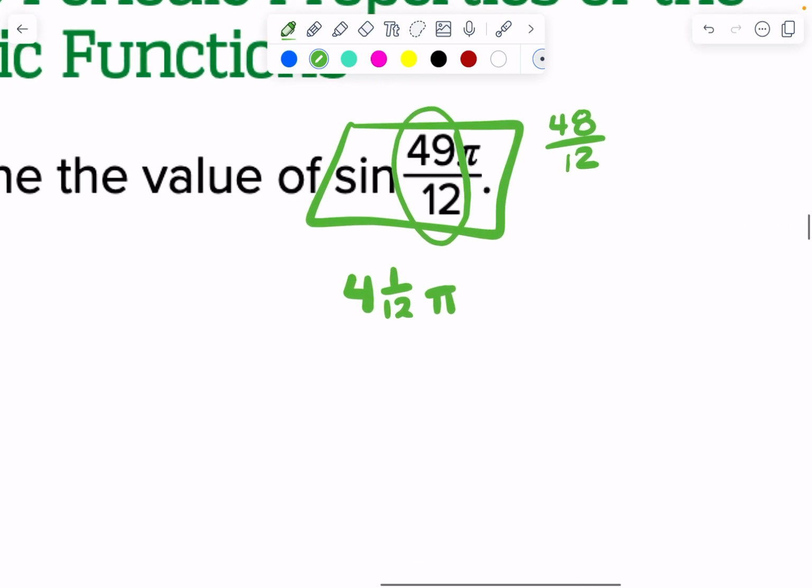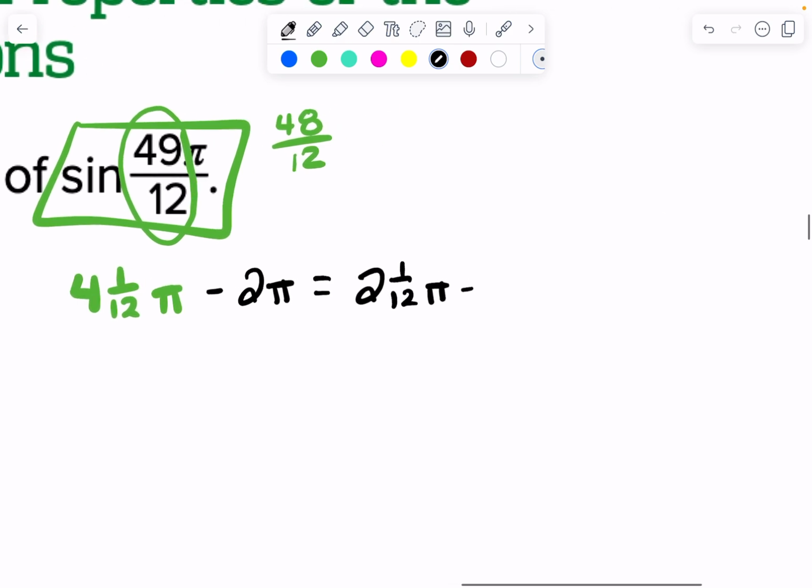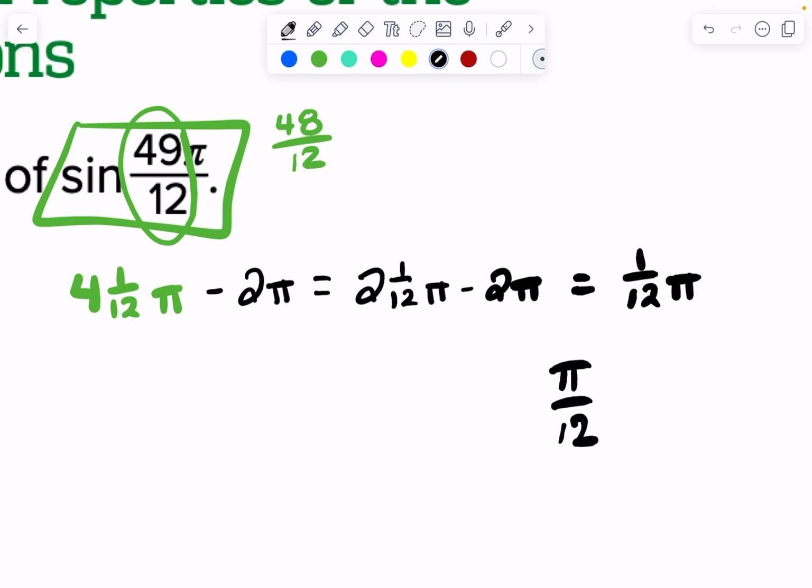Now I know that sine is going to repeat every 2 pi. So to find a coterminal angle, I'm going to subtract 2 pi. If I do that, I get 2 and a 12th pi, right? If I subtract another 2 pi, I get just 1/12 pi, or they write it as pi over 12. That's the same thing as 1/12 pi.